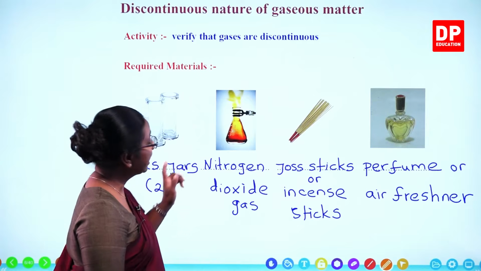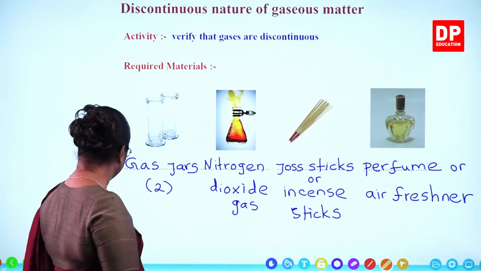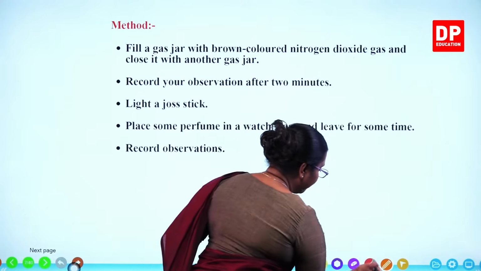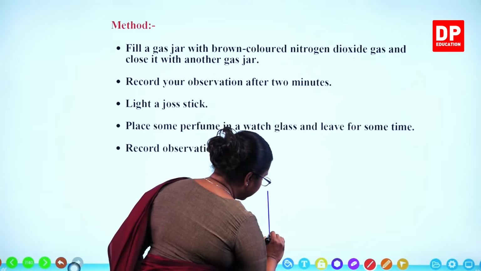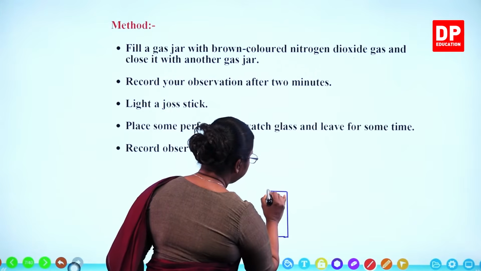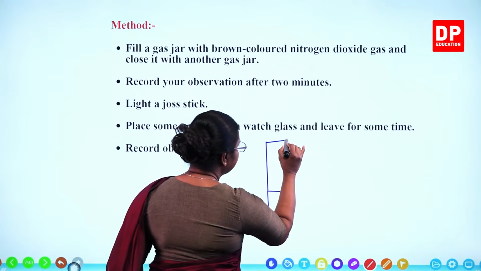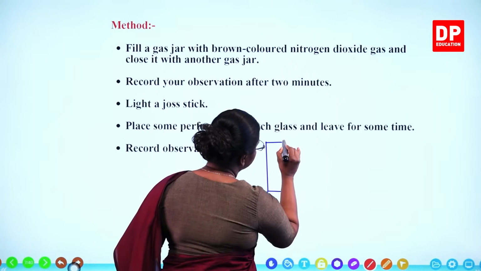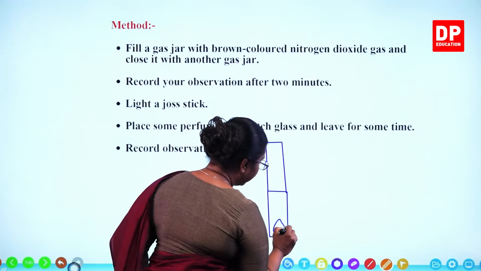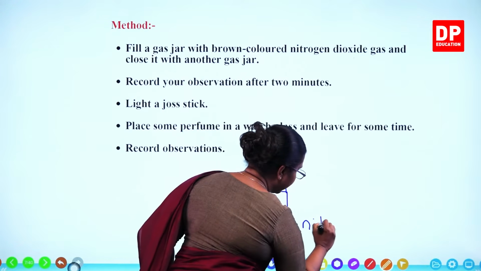So before we go to the lab, I will go through the method again. So the method here, this is the first step. Fill a gas jar with brown colored nitrogen dioxide gas and close it with another gas jar. So this is what we need to do, students. We have a gas jar here, and on top of that, we place the second gas jar. And inside, we will have the nitrogen dioxide gas.